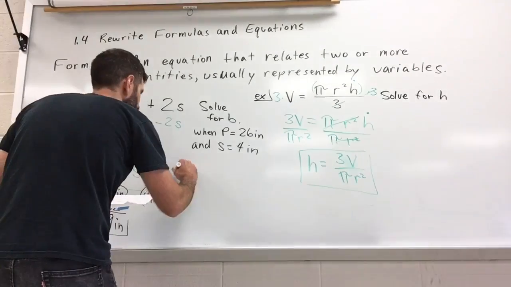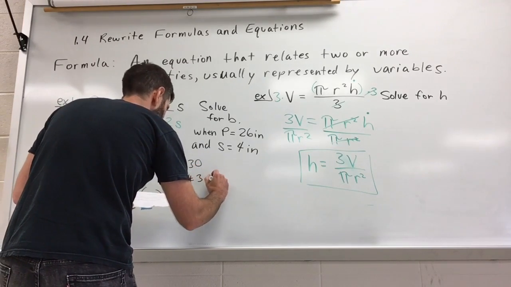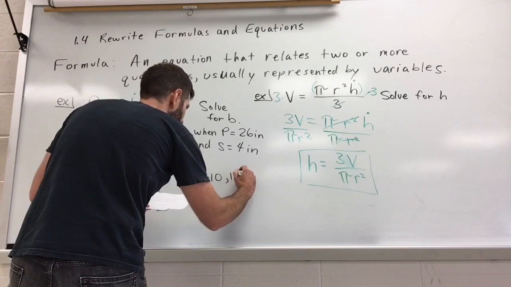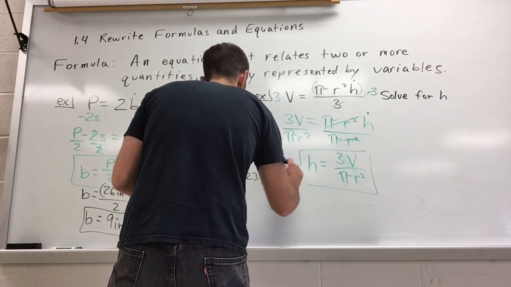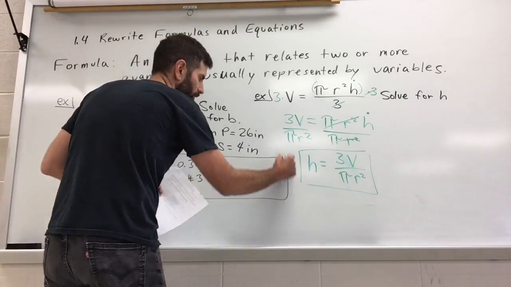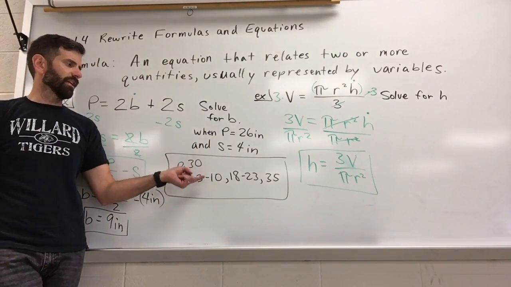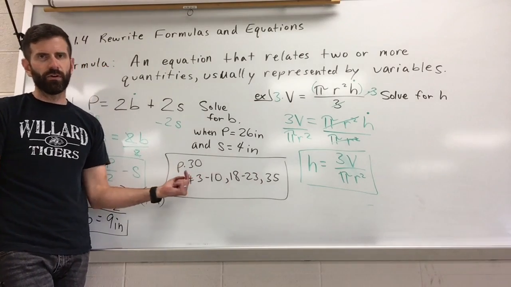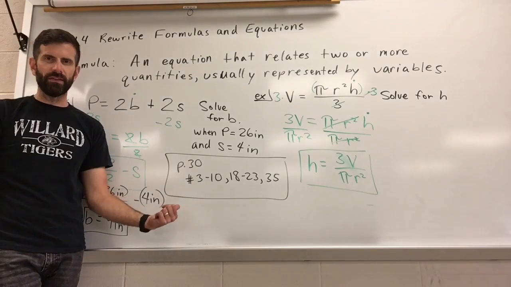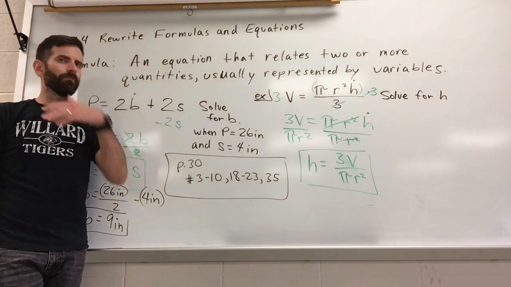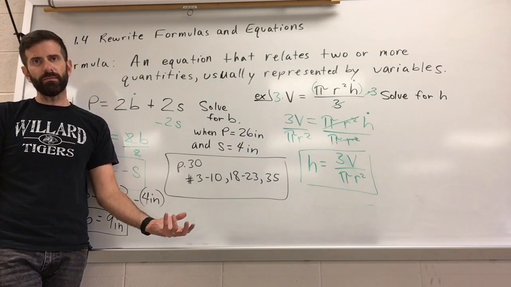The homework for this, or the practice I should say, is page 30, numbers 3 through 10, 18 through 23, and 35. I know it's new in the year, but on these book assignments, I typically suggest that you start off doing the odds first. If you get the odds all done in class, then you can move on to the evens. But these assignments usually have more problems than I feel are necessary, to be quite honest.